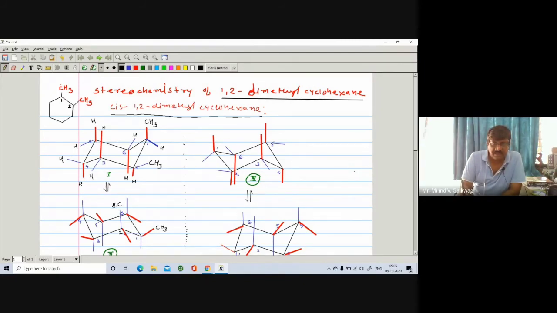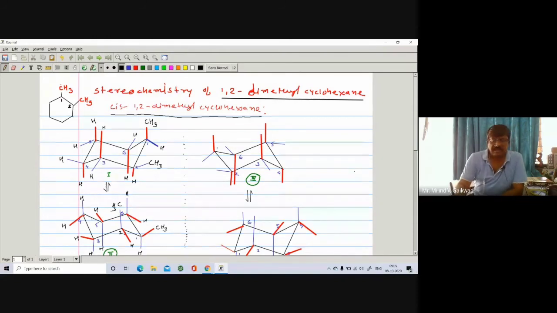So it is your CH3, and the remaining are hydrogen atoms. So here is the H, here is the H, H, H. You have to satisfy all the remaining valency with hydrogen atoms.